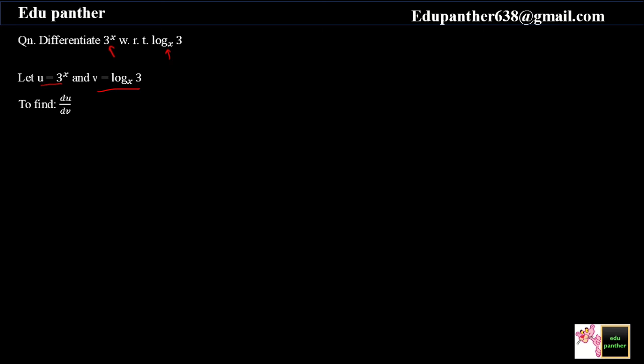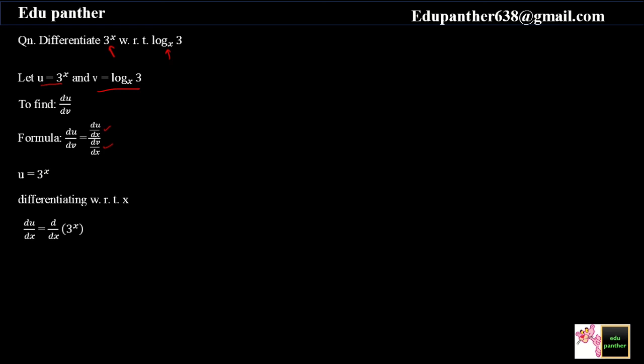So we can use the formula for differentiation of a parametric equation. Your formula for du by dv will be du by dx upon dv by dx. That means the derivative of u with respect to x divided by the derivative of v with respect to x. So now we'll try to find these two values. Start with u. Our u is 3 raised to x, so directly we'll differentiate it. Again at this time pause your video and try to write the derivative of u with respect to x. That means try to find the value of du by dx.